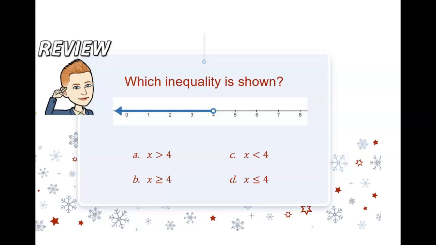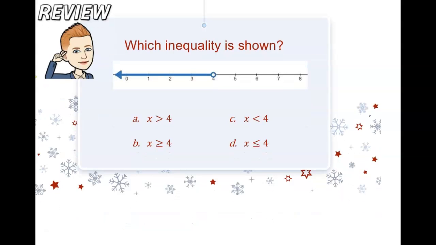Okay, so another review. Which inequality is shown in this graph? Is it A, B, C, or D? Well, looks like the dot isn't filled in, so we can eliminate the ones with the equal signs. That's what that equal sign does, it fills in that dot. So is this x is greater than 4 or x is less than 4? So this graph shows x is less than 4, x is the values that are below 4.